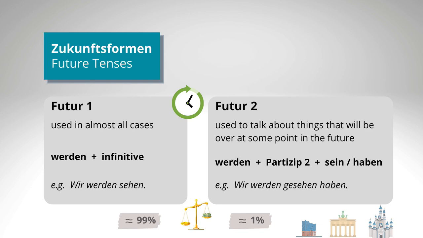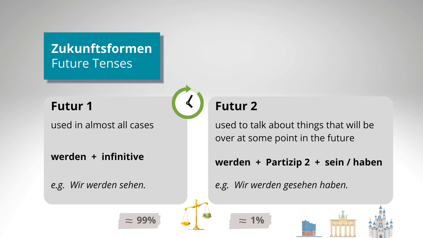But it can also be irregular, and in that case it's the third form of our three forms of irregular verbs. But that's still not it. When we have the Partizip 2, we still have to add sein or haben. Luckily only their infinitive, so we don't need to conjugate them.